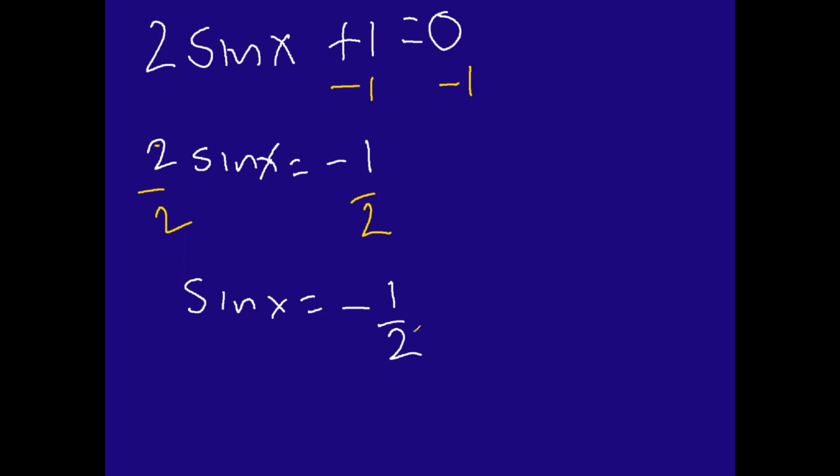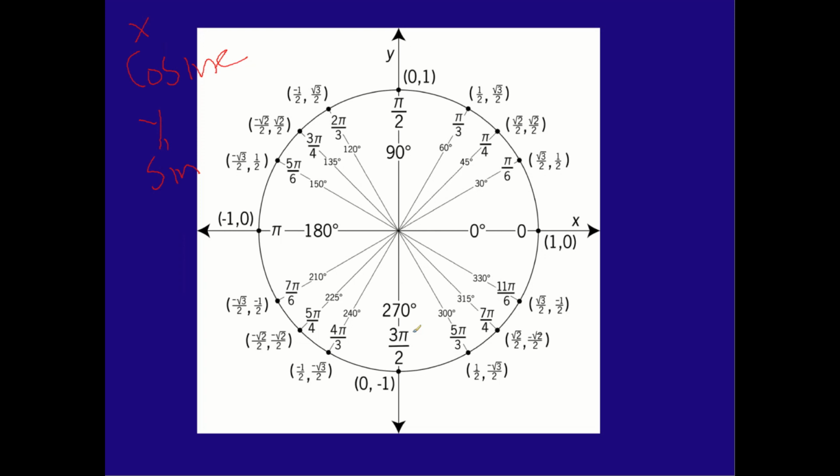What we could do now is go to our unit circle and look for sine of -1/2. Remember we're doing sine, so it's going to be the y value. You can clearly see that one of our answers is going to be right here, 11 pi over 6. And another one of our answers will be over here, and that'll be 7 pi over 6. Those are the two potential answers there.